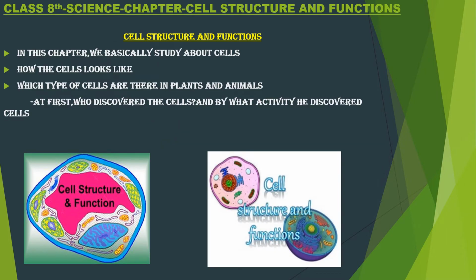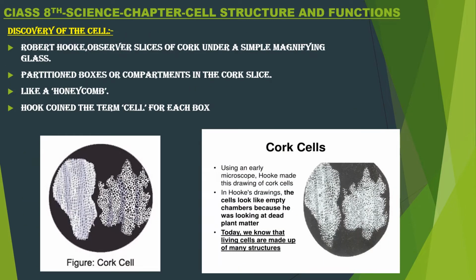At first in this chapter we are basically going to study about cells, how the cells look like, and which types of cells are there in plants and animals. But before that, who discovered the cell and by what activity did he discover it? Robert Hooke discovered the cell, and he studied the cork cell.